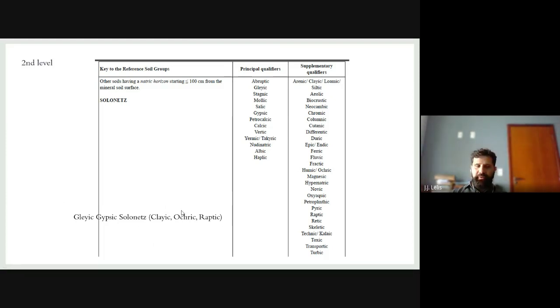Okay, everyone could understand how we include these names in the order and where we should include the principal qualifiers and the supplementary qualifiers.